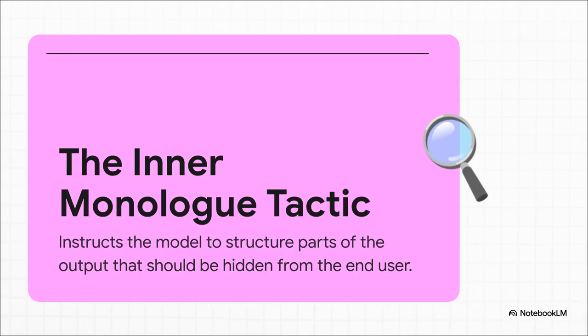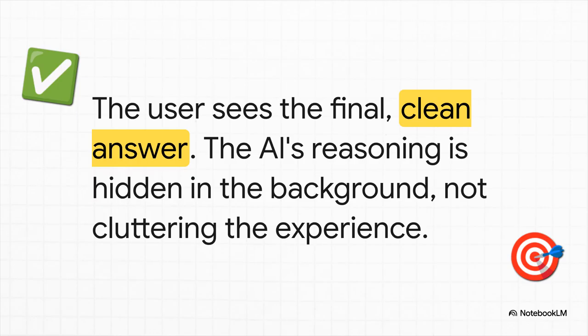This is where a super clever trick comes in, called the inner monologue tactic. You tell the AI, hey, I want you to think through the problem step by step, but put all of that reasoning inside a special container, like between some triple quotes. That way, your application knows exactly where that messy thinking part is and can just hide it from the end user. And this is what the user gets to see, just the final, clean answer.